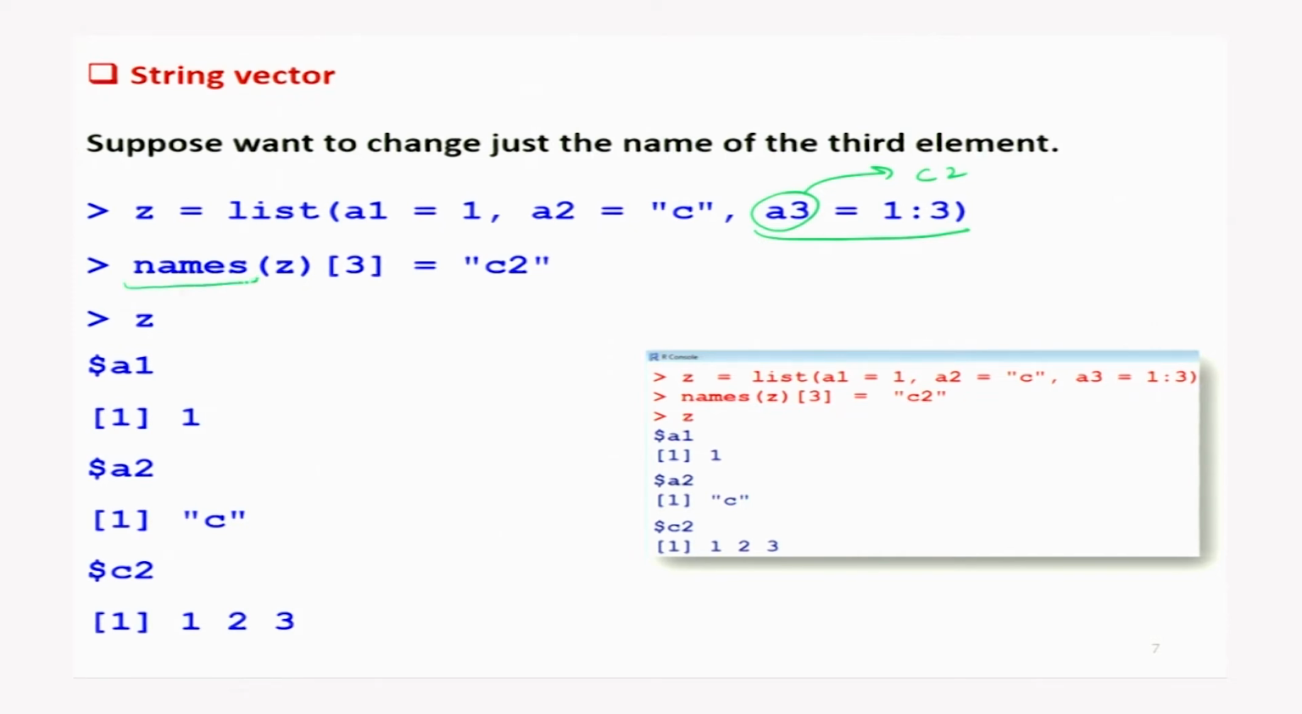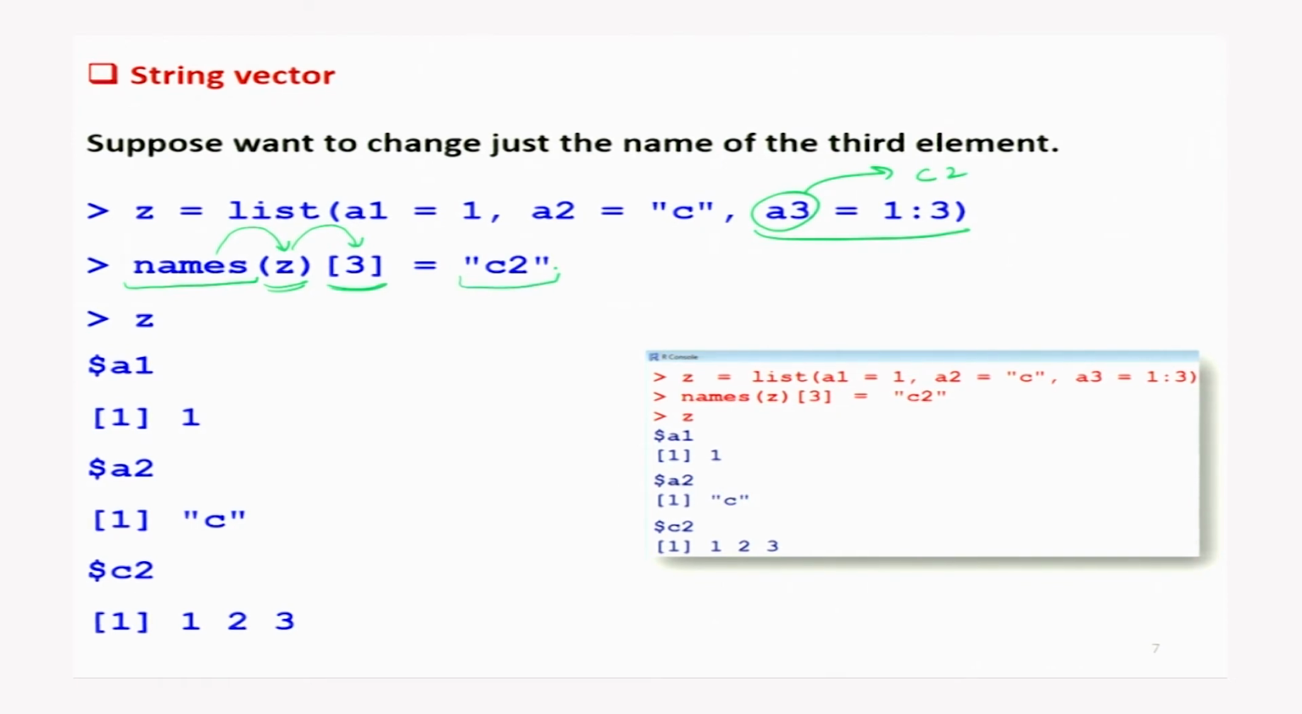Just write the command NAMES, and then in the parentheses write the name of the object, which is Z. Now you want to access the third element, so you write square brackets and inside the square brackets you write 3. This indicates that you are trying to find the name of the third value in the object Z. Obviously this will be something, but you are trying to assign it a new name, say C2.